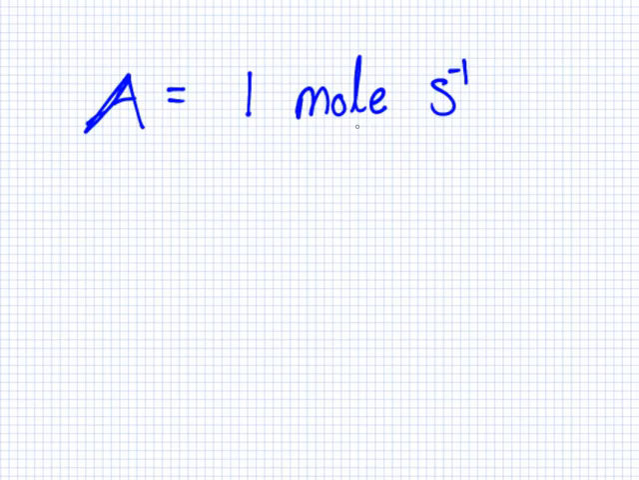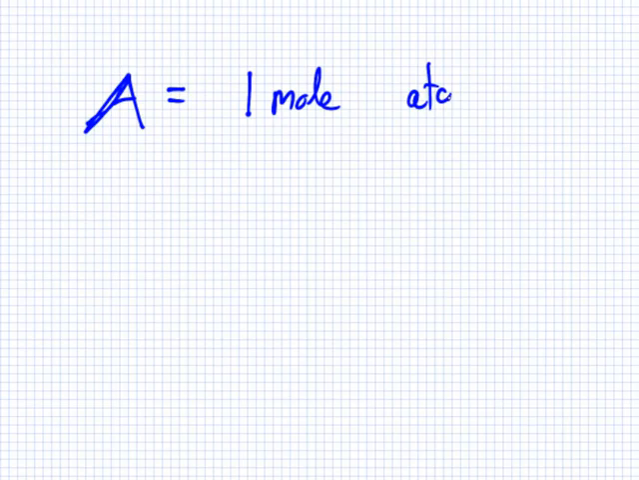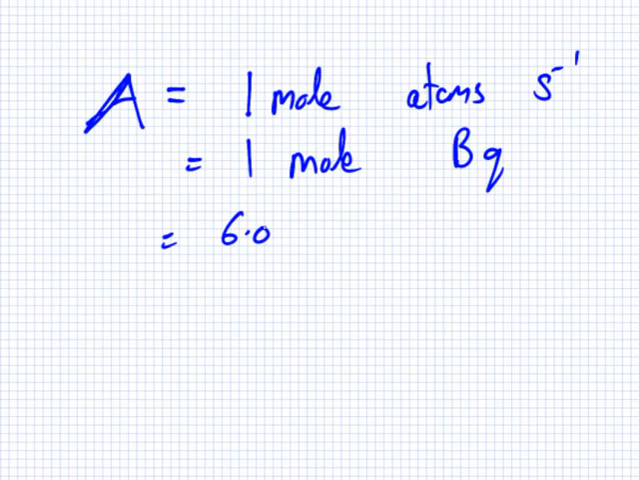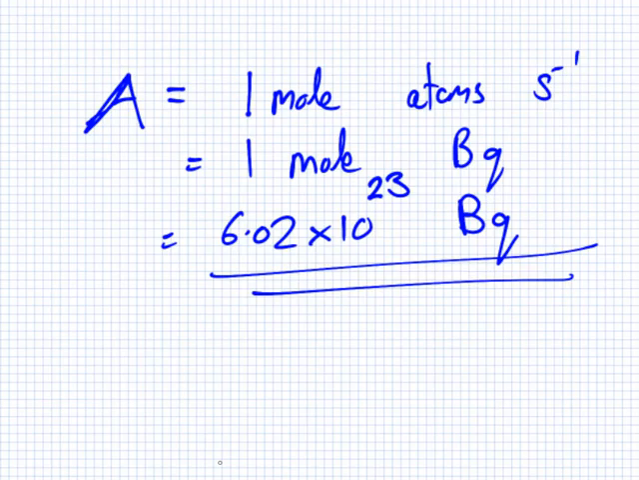A mole. So you could write it like this: 1 mole of atoms per second. So it's 1 mole of becquerel. So that's 6.02 times, what is it, 10 to the 23 becquerel. So that's the answer. Isn't it?